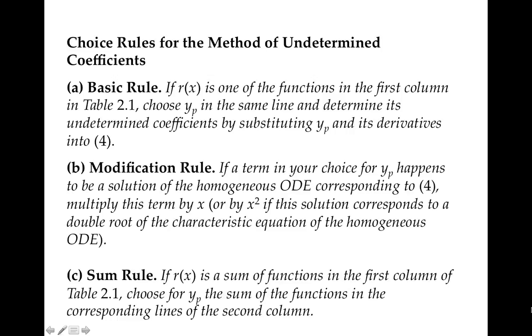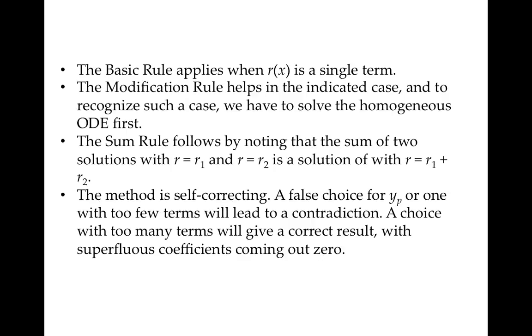Finally, there is the sum rule, which we alluded to before: if r of x is a sum of the functions in the first column of table 2.1, then you want to choose your particular solution to be a sum of the functions in the corresponding second column. So those are the rules for determining how to do undetermined coefficients. The basic rule applies when r of x is a single term. The modification rule helps in the indicated case, and to recognize such a case, as we said, we have to solve the homogeneous equation first. The sum rule occurs when we have r that's a sum of terms.